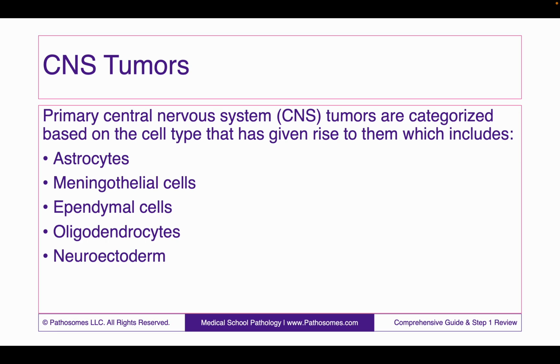Primary central nervous system tumors are categorized based on the cell type that has given rise to them, which includes astrocytes, meningothelial cells, ependymal cells, oligodendrocytes, and neuroectoderm, right?